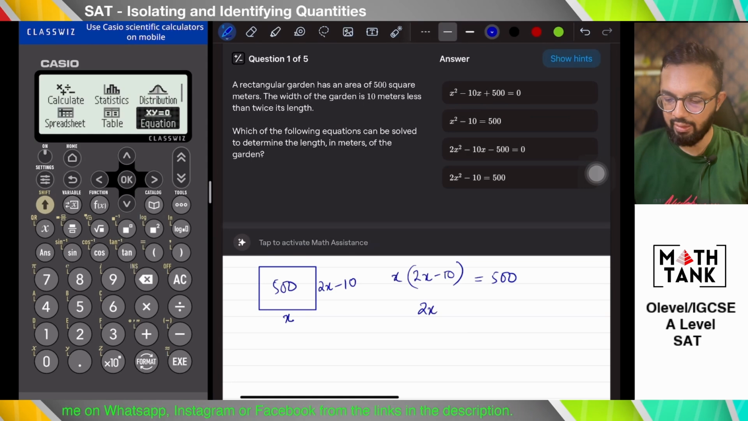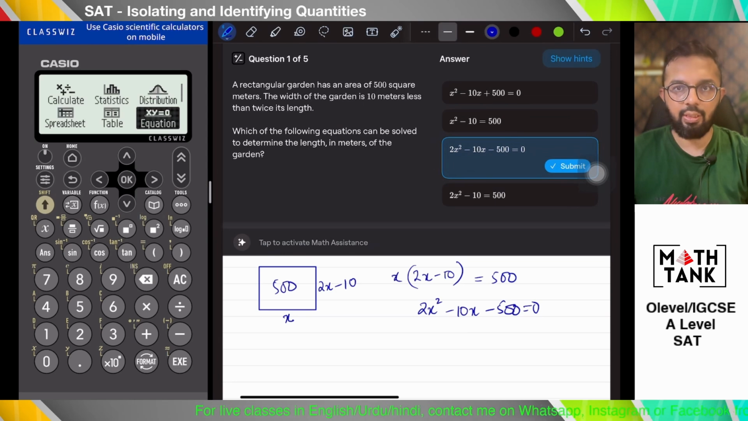So let's see if we get an expression out of this. Minus 10x minus 500. So I think C is the correct answer option then.